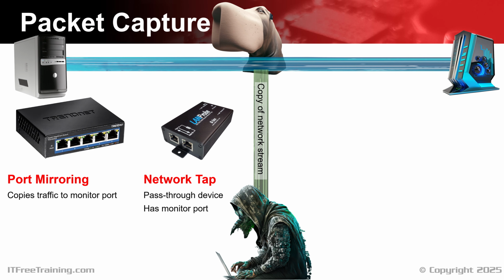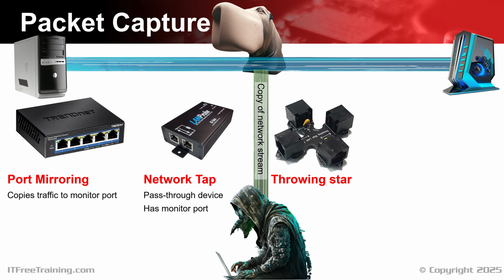Network taps cost a bit of money, but are generally cheaper than buying a managed switch. A cheaper option is a throwing star. These don't cost much at all, but the problem with them is they are limited to 100 megabits. Essentially, a throwing star works by forcing the connection to drop to at most 100 megabits per second. It then works like a hub, replicating the traffic to a monitoring port where you can attach your packet sniffer.